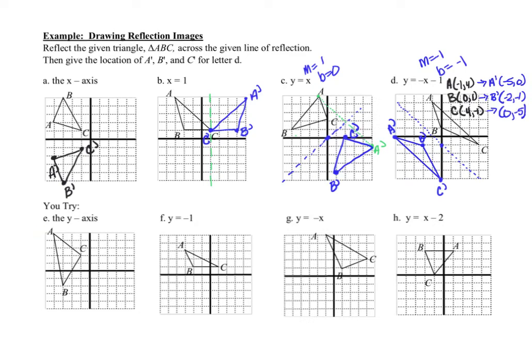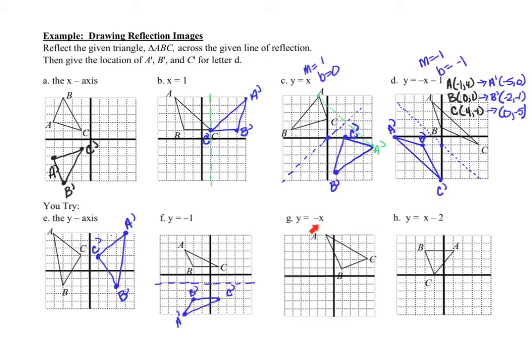So letters E, F, G, and H are for you to practice. Go ahead, try letter E on your own, and then check your work. For letter F, please make sure you draw your line of reflection at y equals negative 1. So you're going to draw a line through negative 1 on the y-axis.